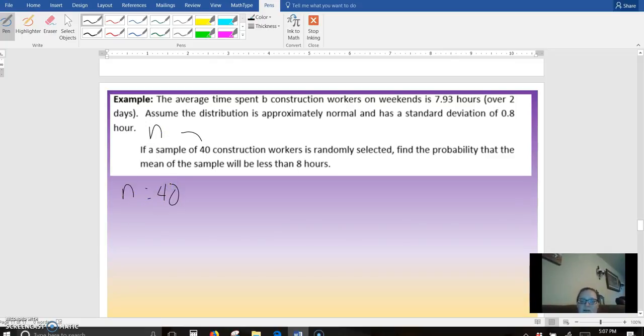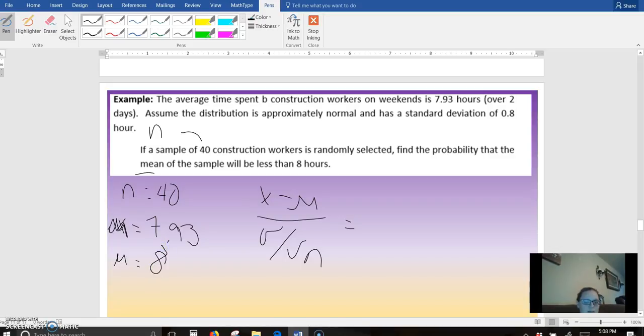And then we want the mean of the sample, so we're going to do x minus mu over standard deviation over square root of n. All right, so we have x, 7.93, mu, or I'm sorry, this is mu, 8. I totally did it backwards on the previous problem. I'm going to go back in a minute. Standard deviation is 0.8.